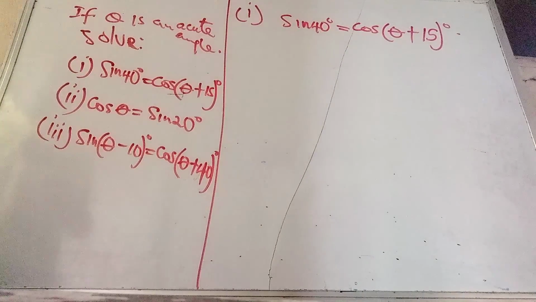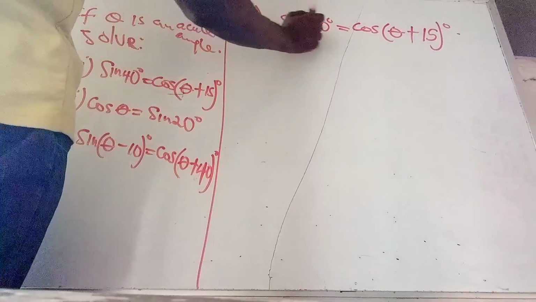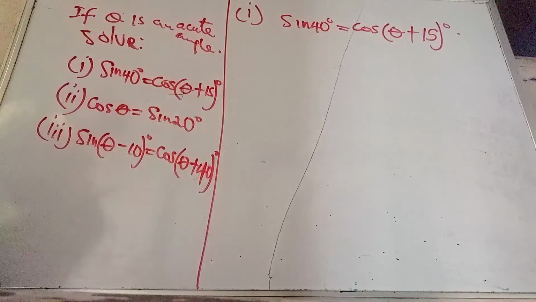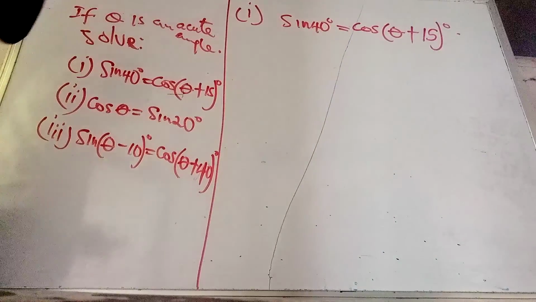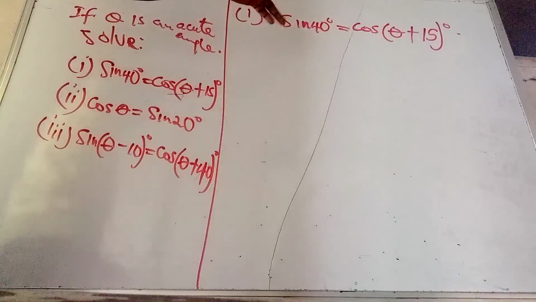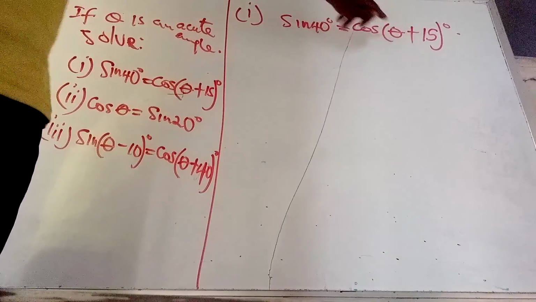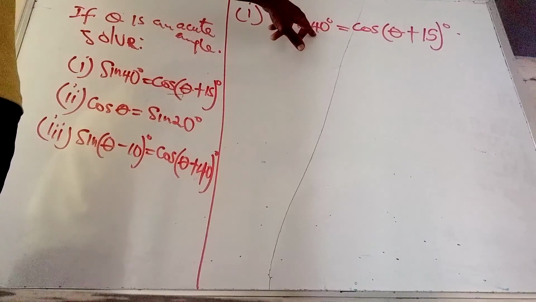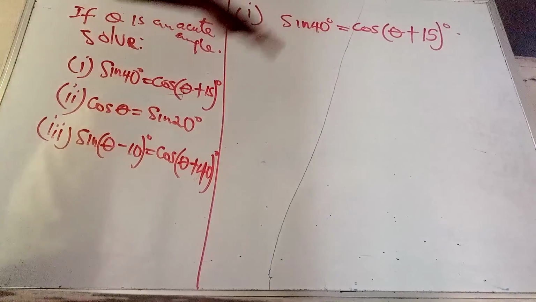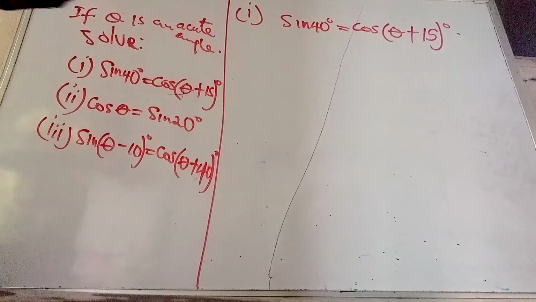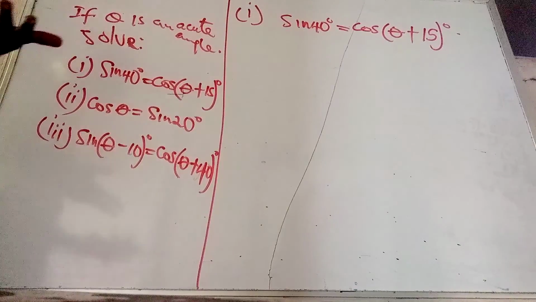So what I'm going to do is either change sine to cos or cos to sine, either of the two. Which one will be more preferable? Changing sine to cos will be easier and faster. Why? Because there is a symbol theta involved here, whereas there is nothing like a symbol here. All we have here is a value. That means I can easily subtract 40 from 90. Don't forget, complementary angles mean two angles added together to give 90 degrees.